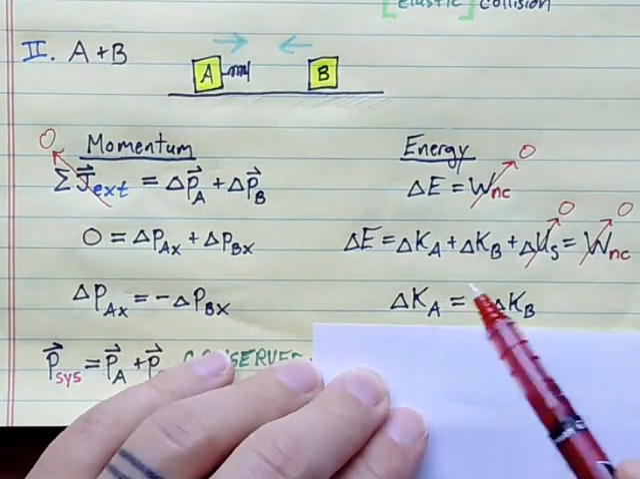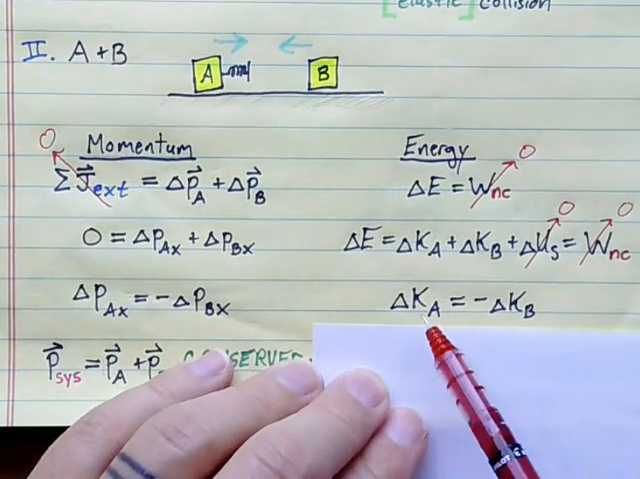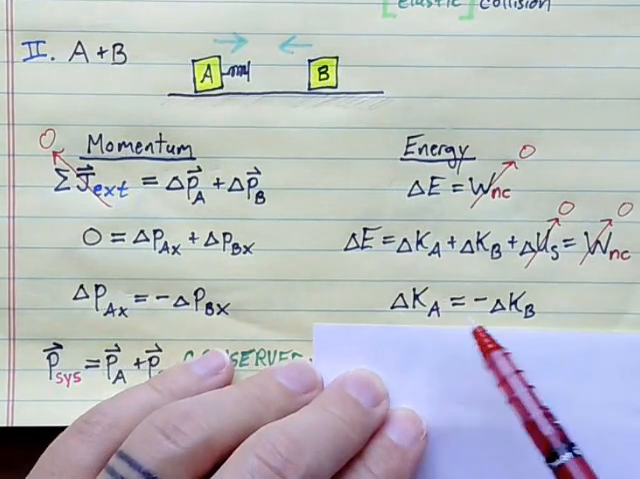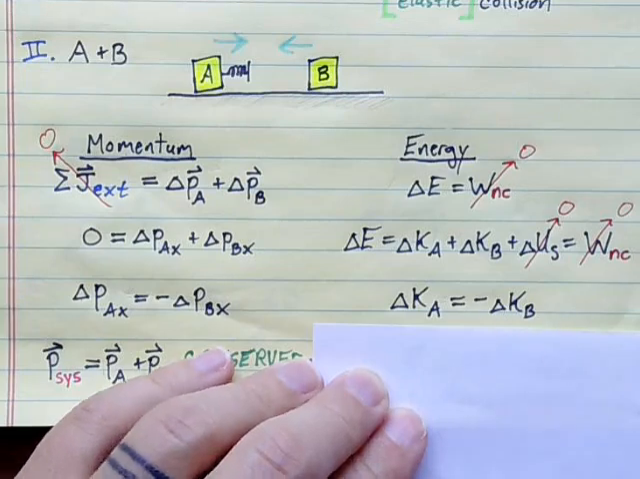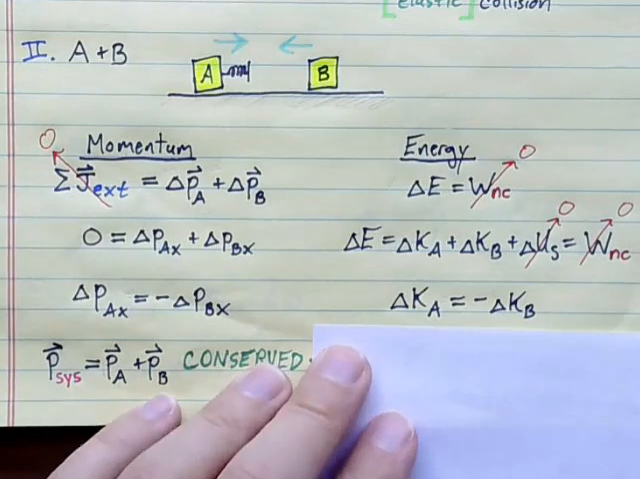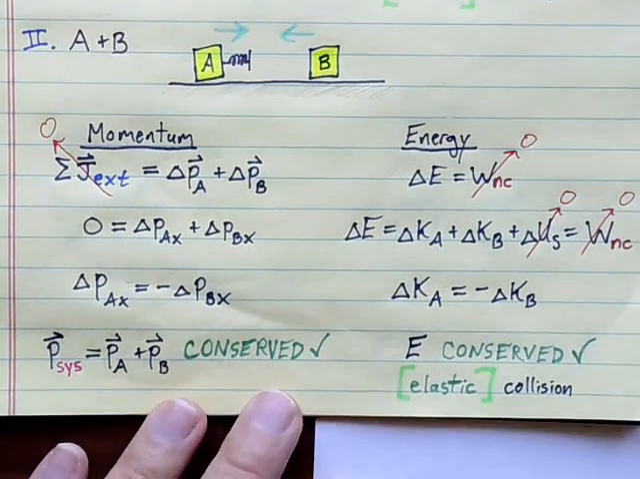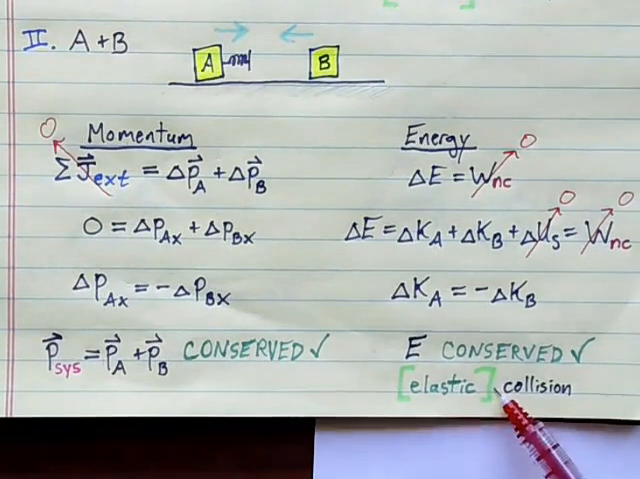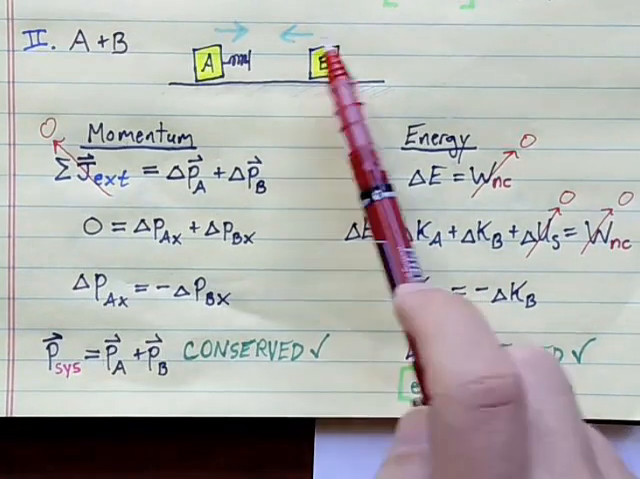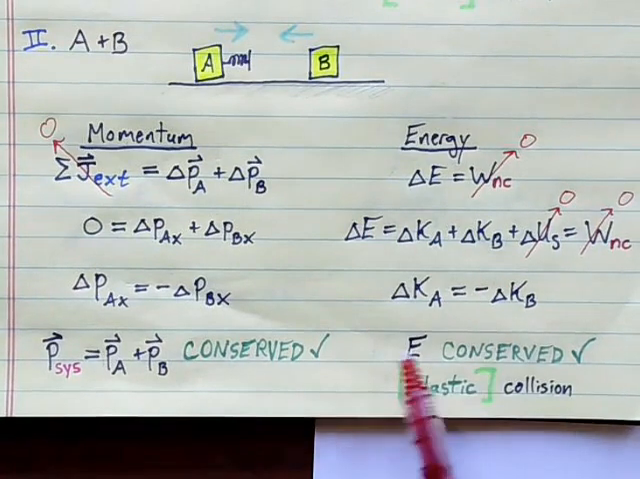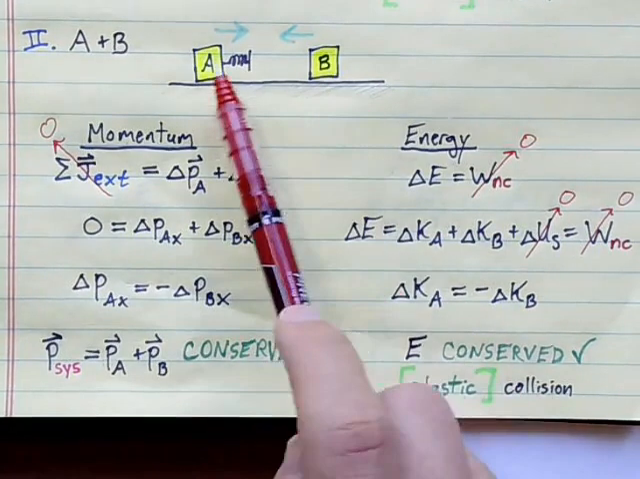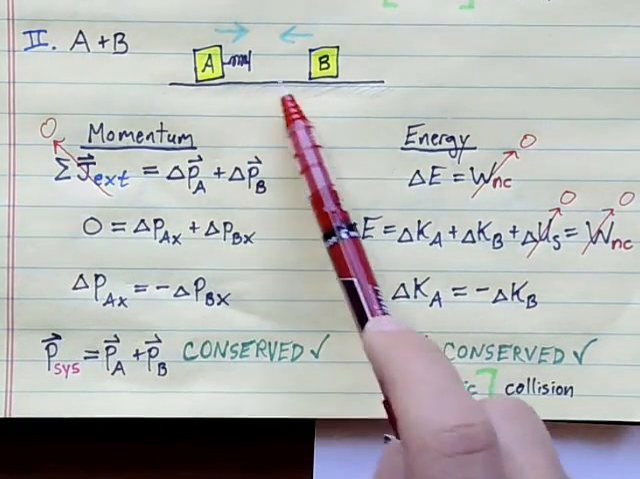Overall, this is our energy result. Whatever kinetic energy A loses, B gains, and vice versa. Equal and opposite changes in kinetic energy. So the energy of the system is conserved as well. That makes this an elastic collision. So here's one case where both momentum and energy would be conserved. Two-object collision with an elastic interaction between them.